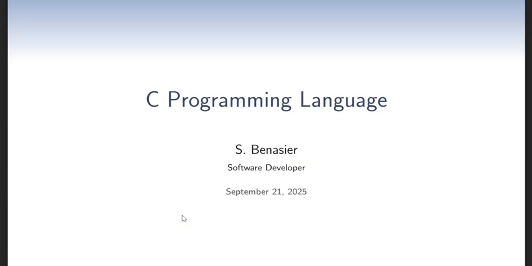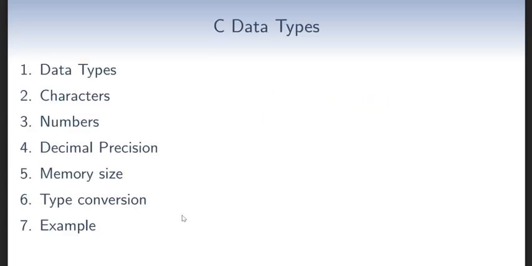Hi all, today we are going to learn about data types in C. The topics we are going to cover are data types, characters, numbers, decimal precision, memory size, type conversion, and example.